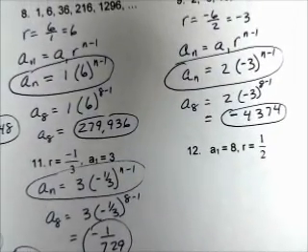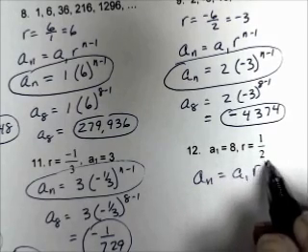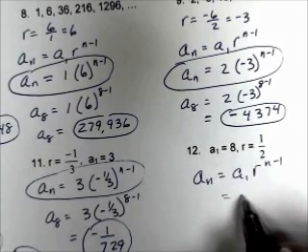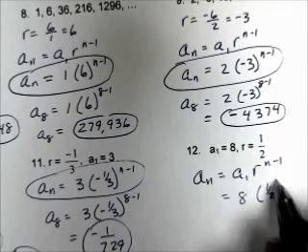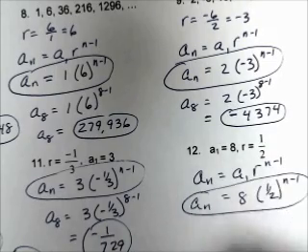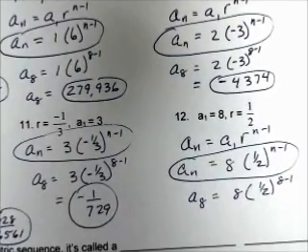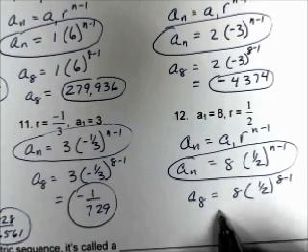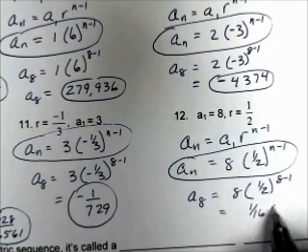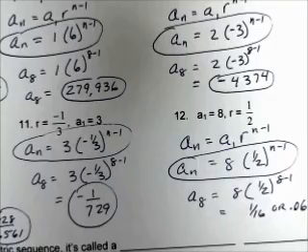And number 12. a sub n equals a sub 1 r to the n minus 1, 8, r value is 1/2. This is our rule. And find the 8th term. Again, go to the calculator, that's 1/16 or 0.0625.